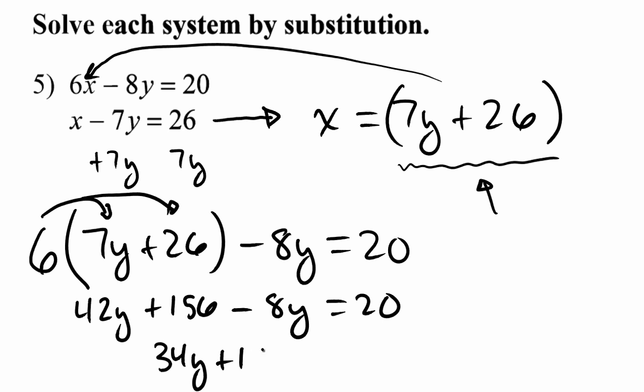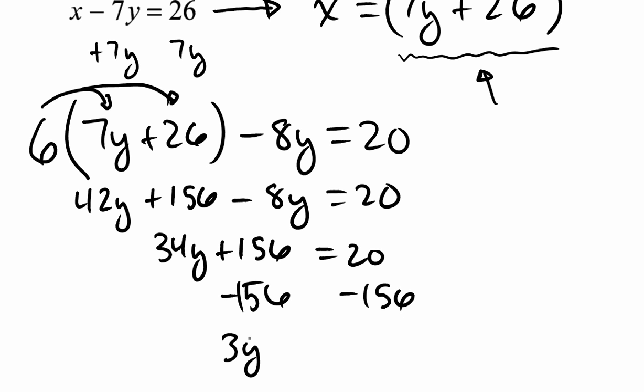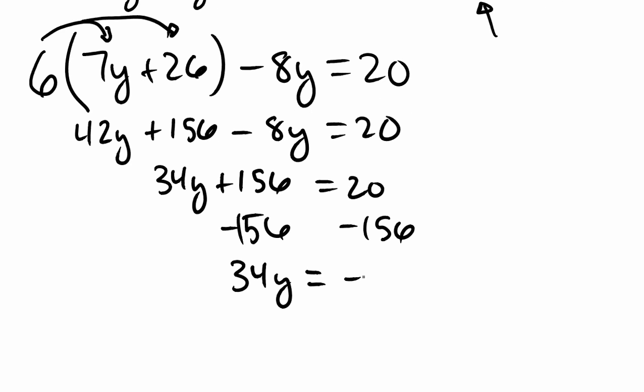plus 156 equals 20. And what we're going to do now is from both sides, I'm going to subtract 156. So if I do that, on the left-hand side, the equation is now 34 times y. 34y equals, and I'm looking at 20 minus 156, which is negative 136. If I divide both sides by 34 now, it doesn't have to be a nice integer, but in this case it is. y is equal to negative 4. So I now have the value of y.